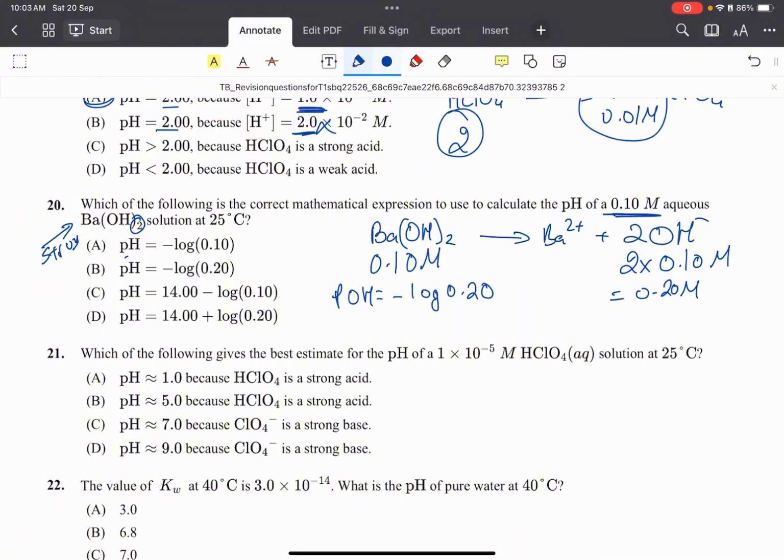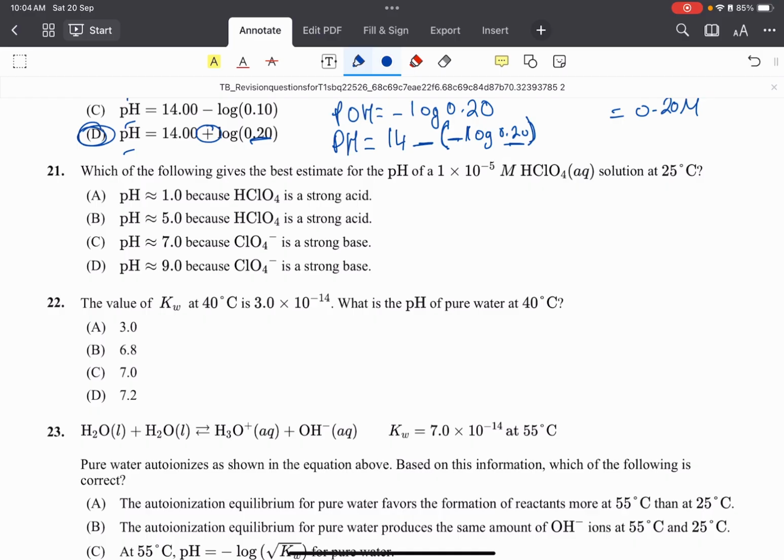Okay, and then they are asking for pH. pH equals 14 minus the pOH, which means 14 minus minus log 0.20. So I'm going to write, instead of the pOH, the value of pOH. So minus and minus, that's a plus. And here 0.20.